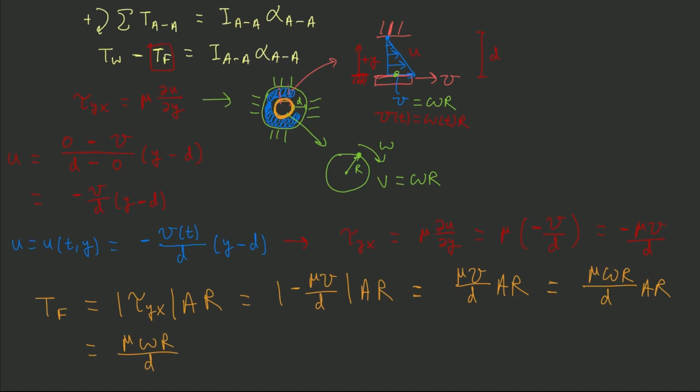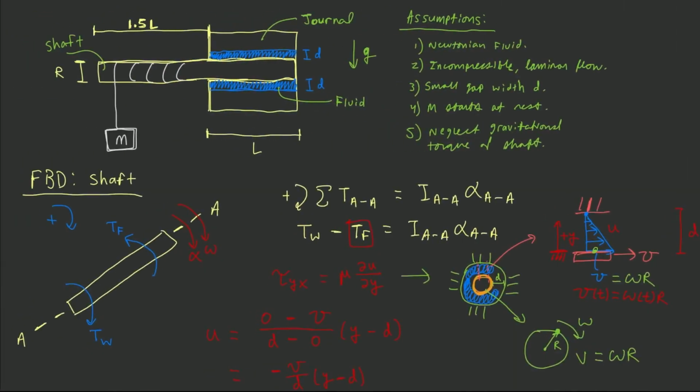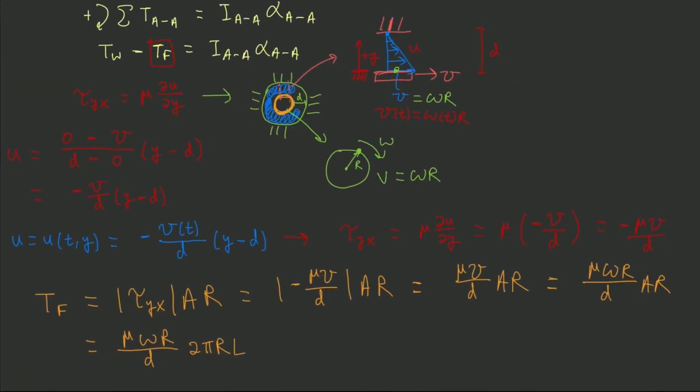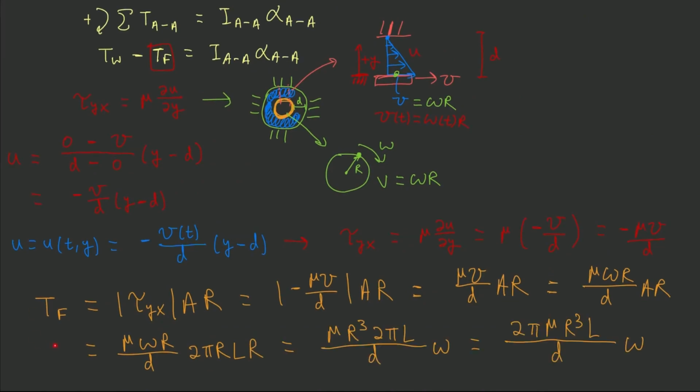Now A, the area of contact between the shaft and the fluid, is simply 2 pi r, and we have that length here, L. 2 pi r L times r. So we have the magnitude of our viscous torque is equal to 2 pi mu r cubed L over d times omega, which we can see is a function of time because omega is a function of time.